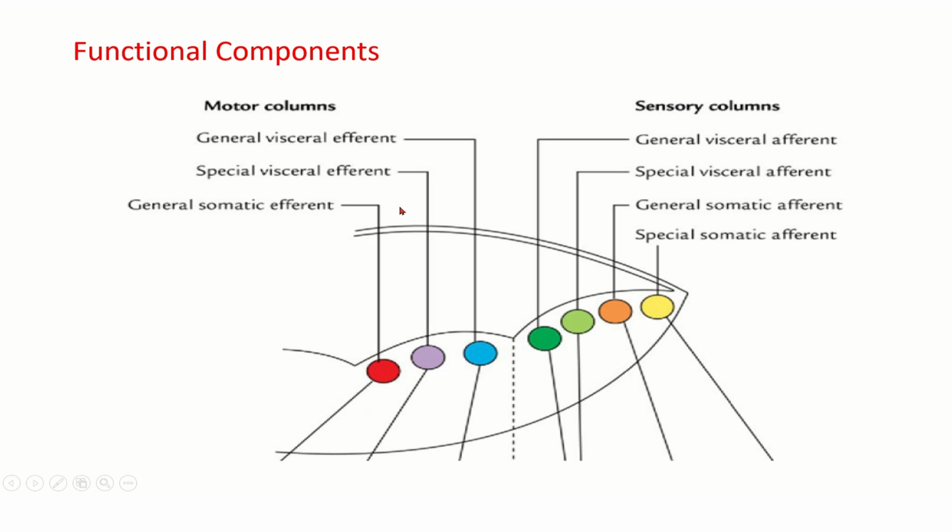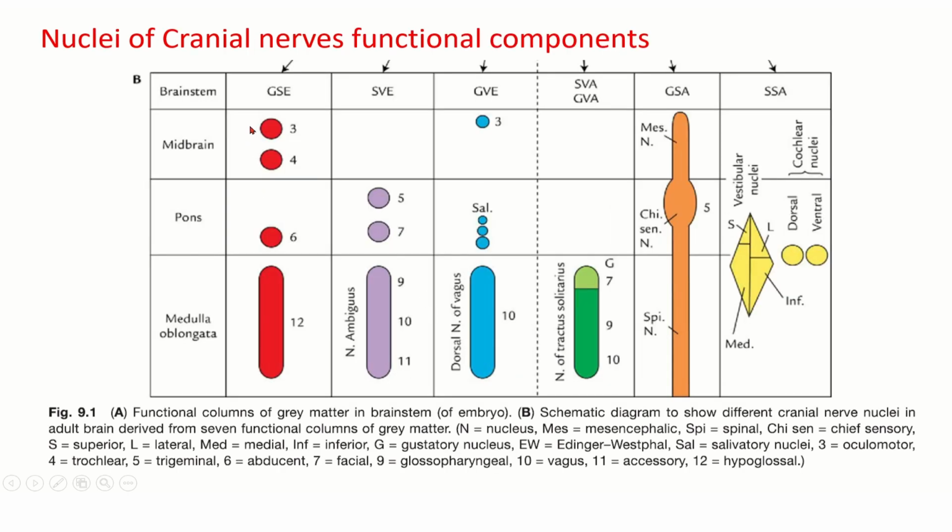Now let us see what are the cranial nuclei under these 7 functional columns. If you observe general somatic efferent, third cranial nerve, oculomotor nerve, then trochlear nerve, which supplies the muscles of the eyeball. And abducent, this also supplies the lateral rectus. Trochlear supplies the superior oblique. Remaining extraocular muscles will be supplied with the oculomotor nerve. And here you can see the 12th cranial nerve, hypoglossal nerve, which supplies the muscles of the tongue. So these are purely motor, general somatic efferent.